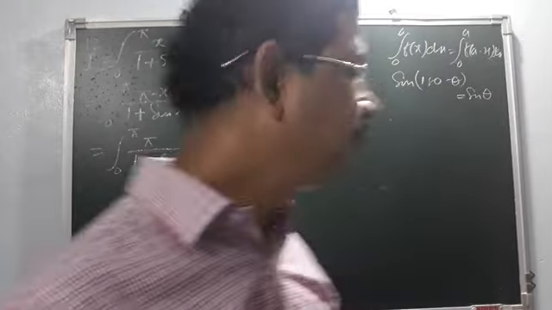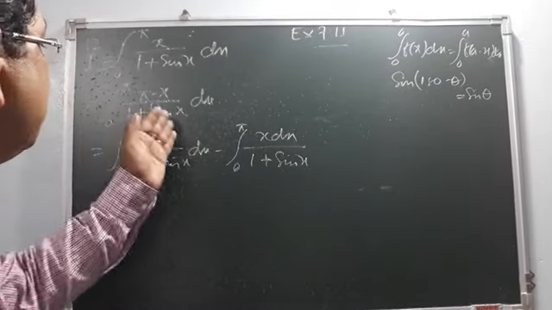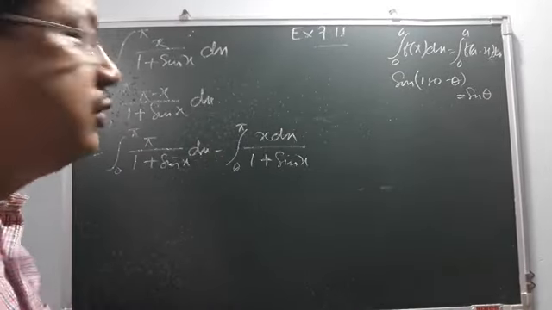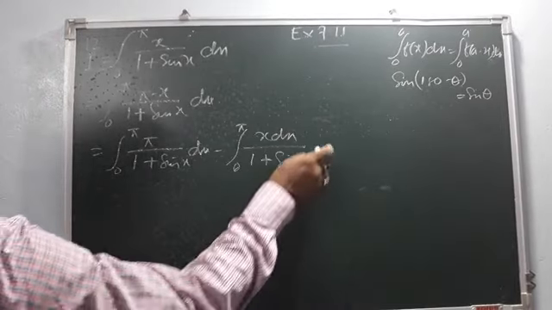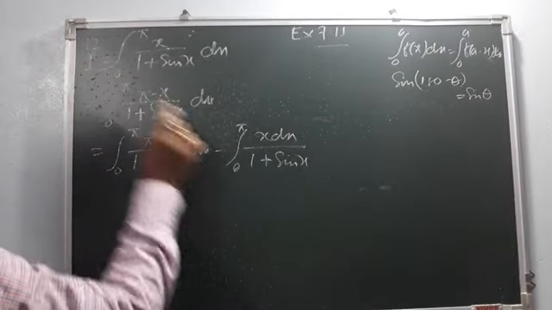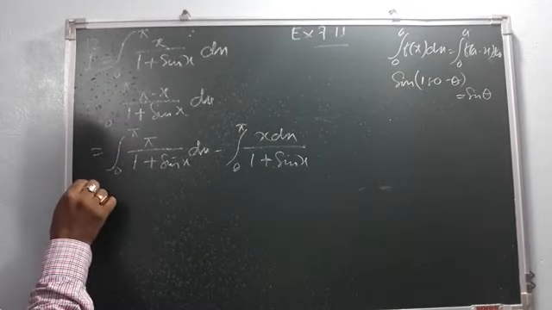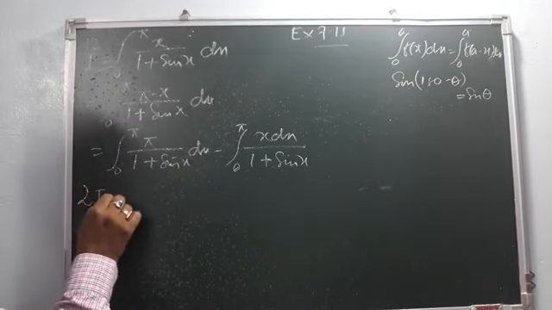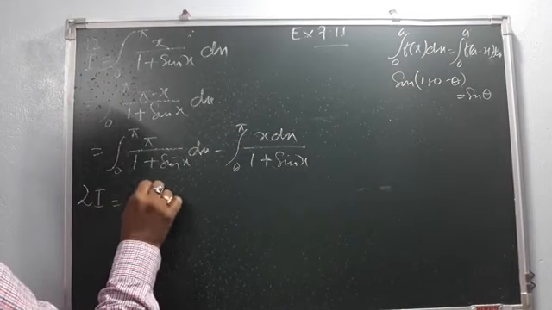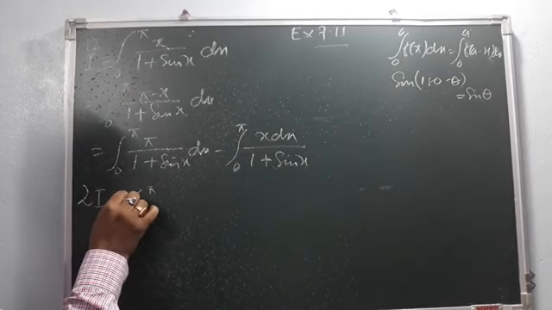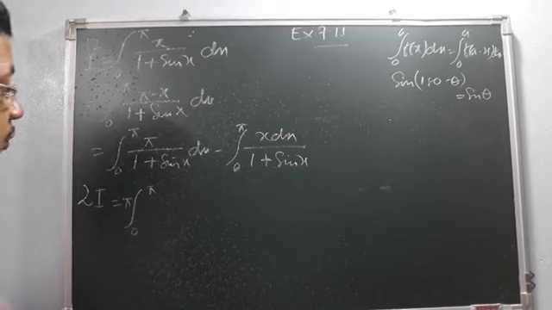What we have done here is just written pi by this one, and minus x by this. So we get our original I. Of course, if we take it to this side, I plus I will be twice I is equal to integral 0 to pi. This pi is a constant, so we can take it outside.